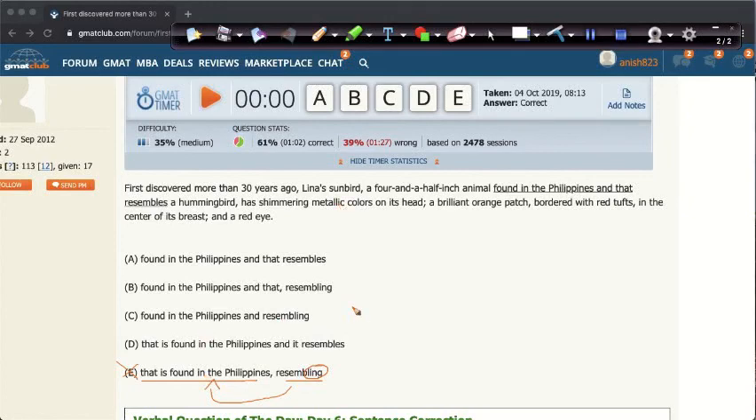So you can see this is a great question. It has some tricky details, but if you're following the rules for parallelism, you can find the correct answer. It's answer choice C.